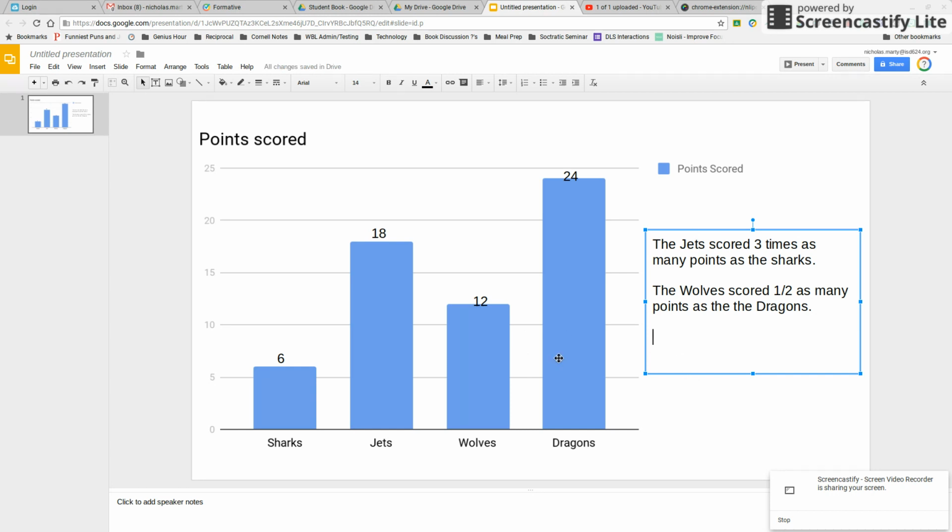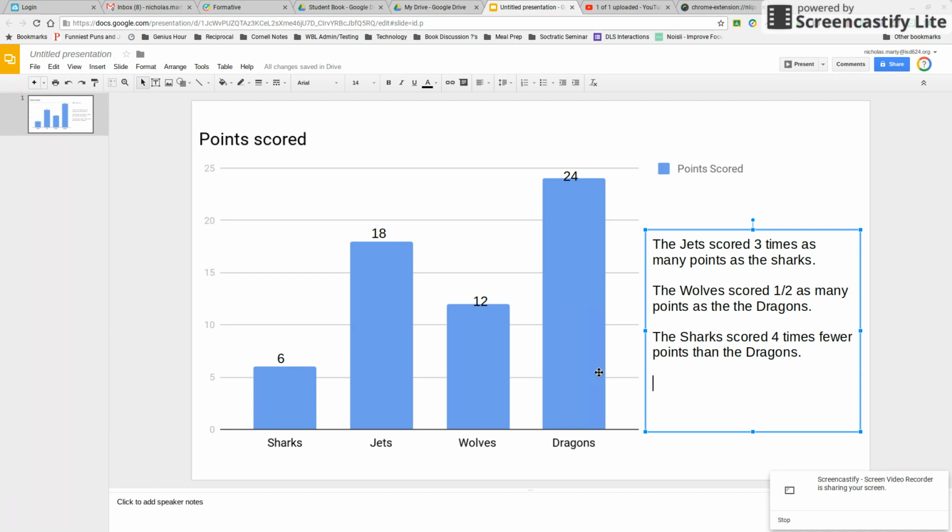All right, if I want to compare the Dragons to the Sharks, well, I can see I would have to take 6 times 4 to get up to the Dragons. So I could say the Sharks scored 4 times fewer points than the Dragons. That's an easy one. I use that word times. Scored 4 times fewer. Okay.